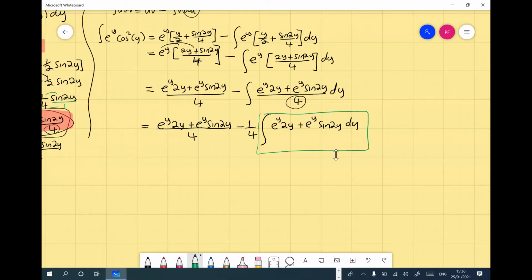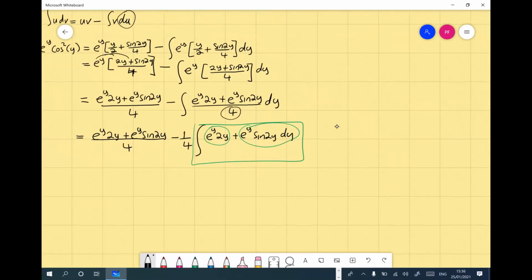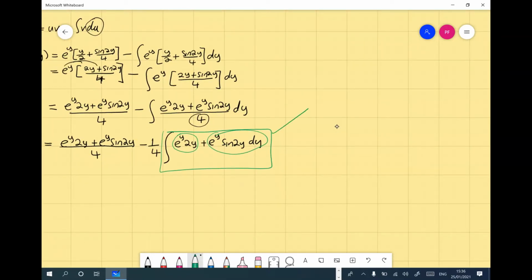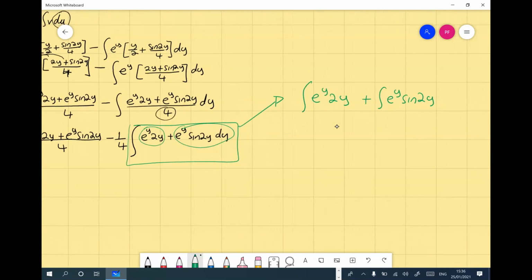Okay, so I'm going to focus on this for the moment. This integral in here is quite complicated. So we've got to integrate this part here and this part here. They're separate expressions, so I can treat them as their own individual integrals. What I mean by that is I can have the integral of e to the power of y 2y plus the integral of e to the power of y sine 2y. So I have two separate integrals. Now you want to take a breath here because now it gets quite complex.